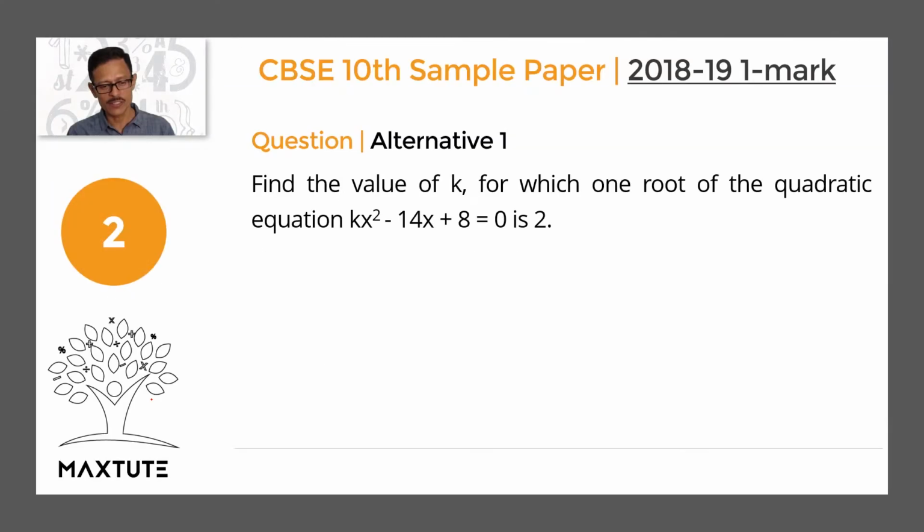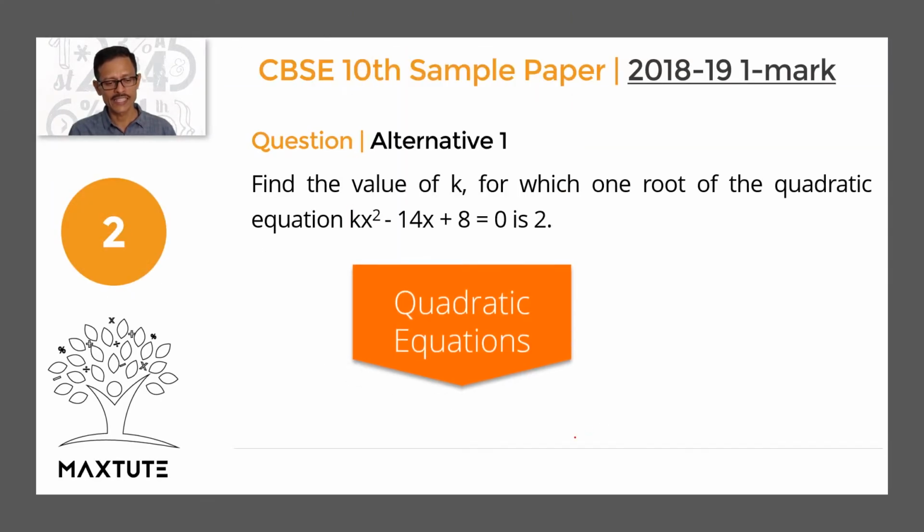Let's move on to the second question. This question appeared from Quadratic Equations. Again, a very simple question. Both the alternatives were easy. Between the 2 alternatives, we'll have to choose one. I'll go with this one. Find the value of k for which one root of the quadratic equation kx square minus 14x plus 8 equals 0 is 2. We know one of the roots of this quadratic equation.